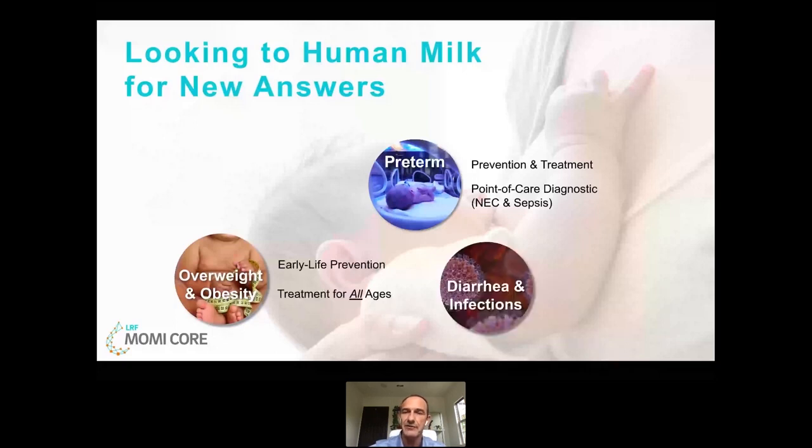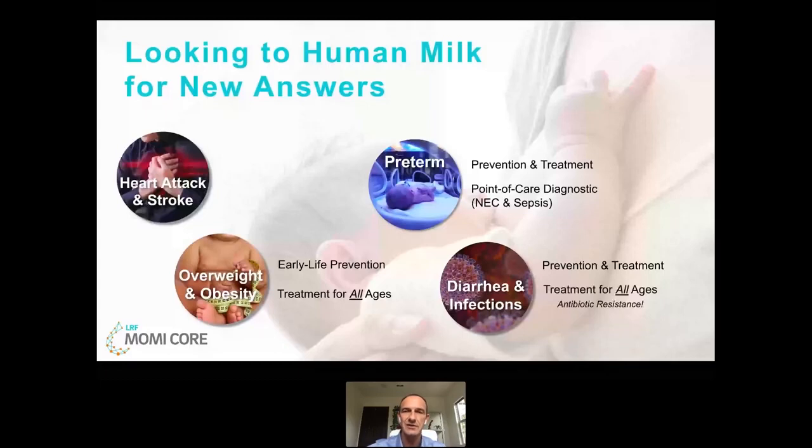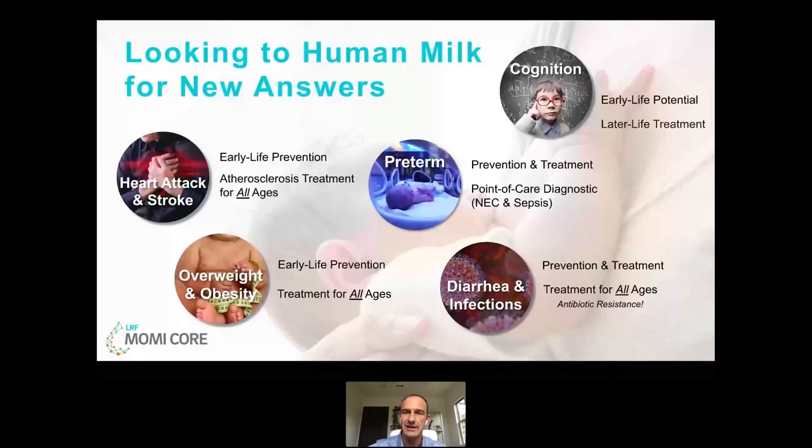The same is true for diarrhea and infections. The same is true for cardiovascular disease. Very cool data showing that if specific oligosaccharides are there in early life, the risk for cardiovascular disease is lower, and we can use these oligosaccharides as treatment for people of all ages. And then we also work in the cognition space here when it comes to early life potential and later life treatment.